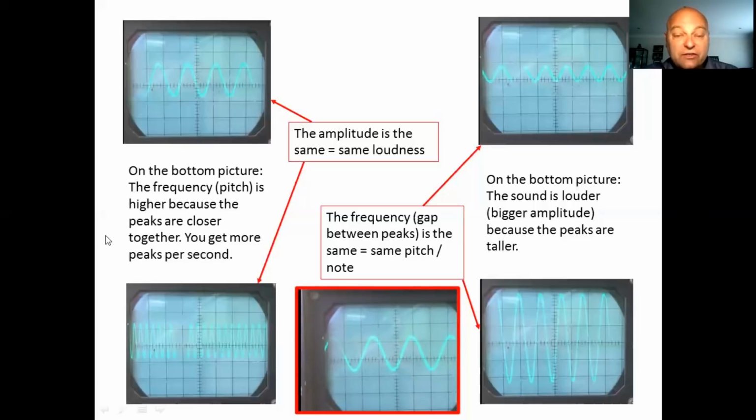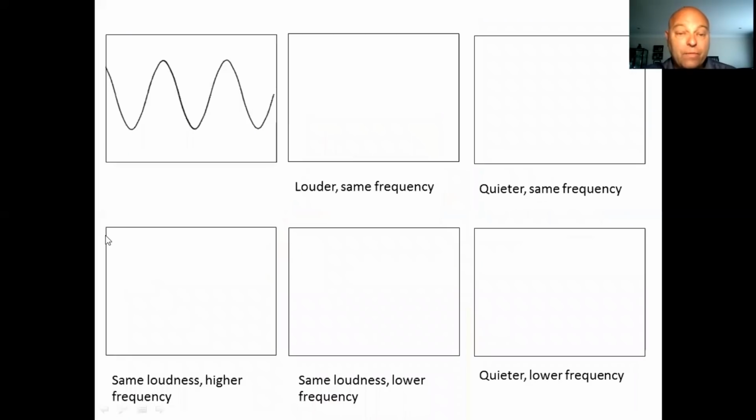Try and remember those things because we've got some problems for you to have a go at now. All you've got to do is draw out the 5 boxes, and in each of the boxes you've got to draw a wave which is louder at the same frequency, quieter at the same frequency, same loudness but a higher frequency, lower frequency, and then finally a little tricky, complicated one at the end, quieter and a lower frequency. So pause the video, have a go at those now.